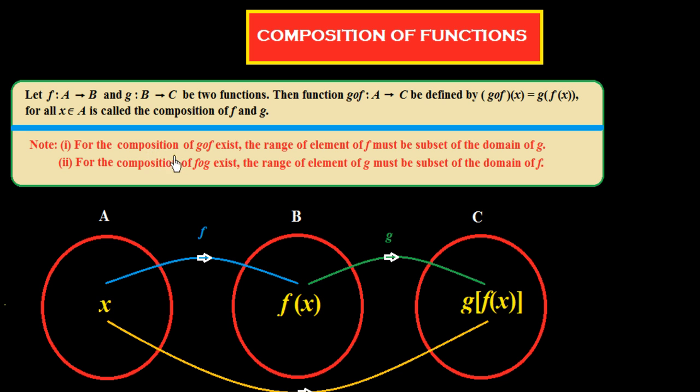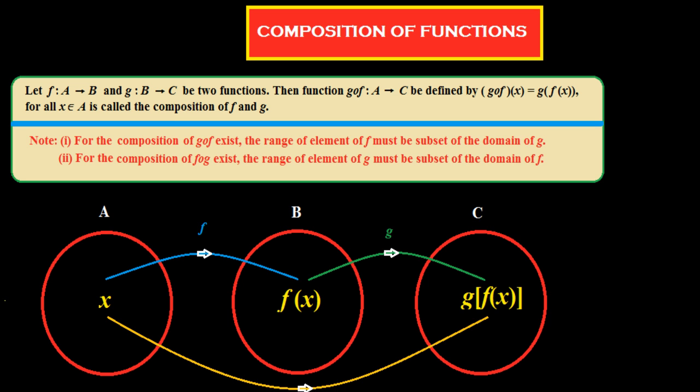Here you see the existence of g of f and f of g. g of f exists only when the range of f must be a subset of the domain of g. In the same way, f of g exists only if the range of g must be a subset of the domain of f. So here I explain it with this diagram.